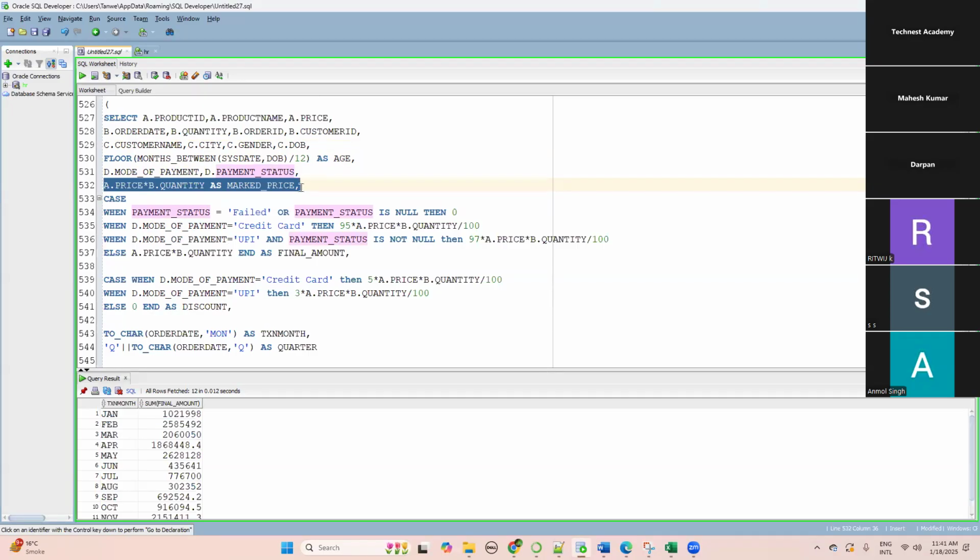Generally, when you are making payment, there will be an option. If you pay through credit card, you will get some discount. UPI, you will get some discount. Different discounts will be there based on the mode of payment. So that is what we'll be implementing. I will show you that. Okay.